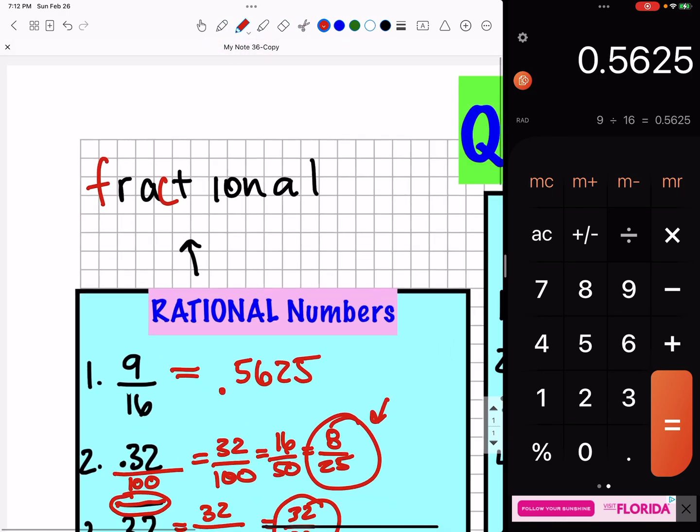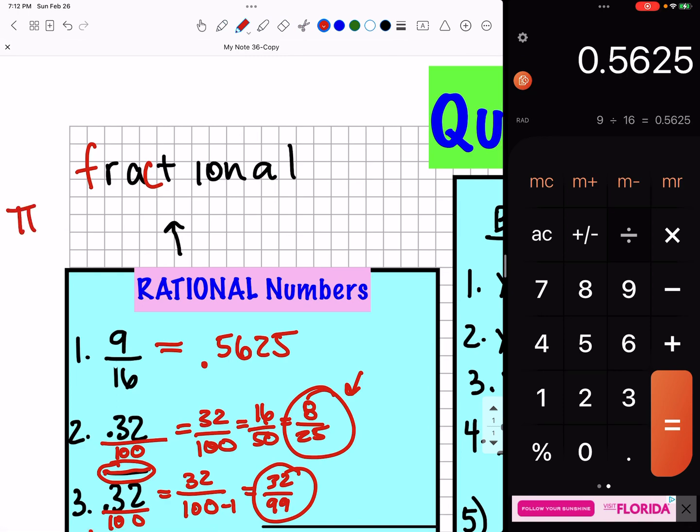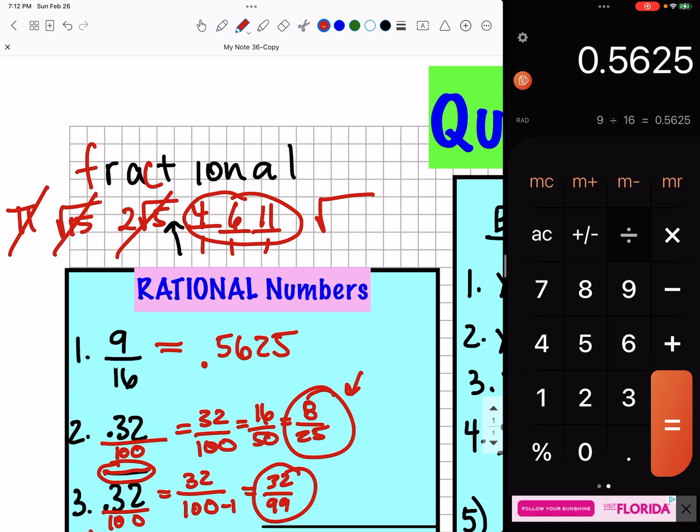So some other things I want on your paper, I want you to know that pi is not rational because it goes on forever, not repeating. The square root of 15, not rational because it goes on forever. Anything that has a square root in it, not one of our perfect squares, is not rational. Normal numbers like 4, 6, 11, yes, those are rational because you can just put a 1 on the bottom. And the only other thing they might try to get you with is something like square root of 81 is rational because that can just turn into 9, which is any number we can put a fraction on.